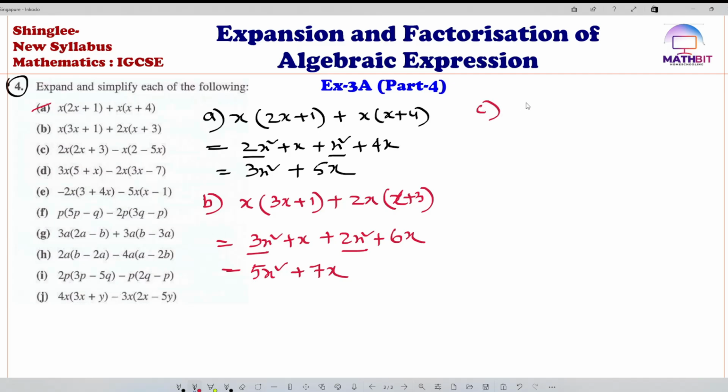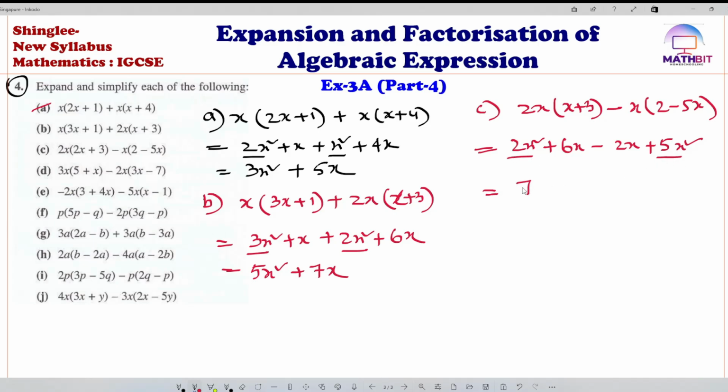Number C: 2x times (x + 3) minus x times (2 - 5x), right? So 2x² + 6x - 2x + 5x². So 2x² and 5x² make 7x², and 6x - 2x is 4x, right?